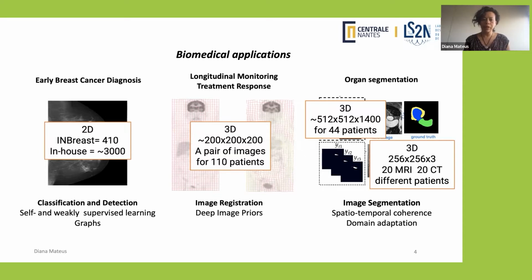Okay, so one of the problems we encounter when dealing with deep learning and biomedical applications is that we have really few data compared to natural imaging. For instance, in the case of breast cancer diagnosis, our database is slowly growing, but we are dealing with an in-house data set of 3,000 images. In the case of PET imaging for longitudinal response monitoring, we are dealing with pairs of images for 110 patients, so this is not huge. And in organ segmentation, we are in the order of either 44 patients, which is really low for deep learning applications, or 20 patients in the case of cardiac segmentation.